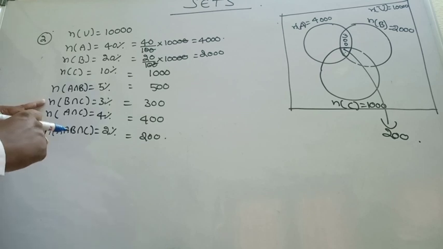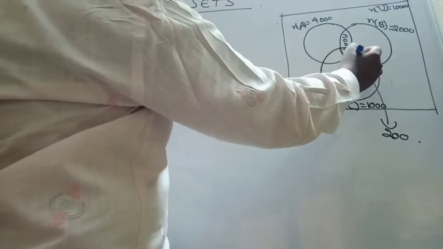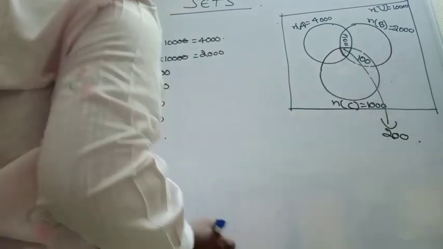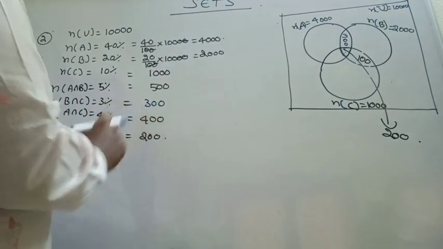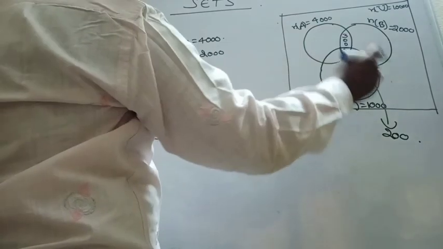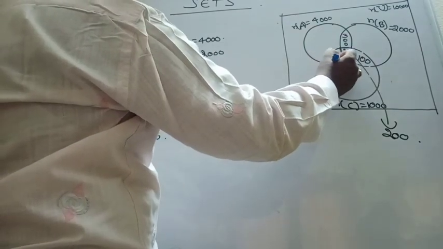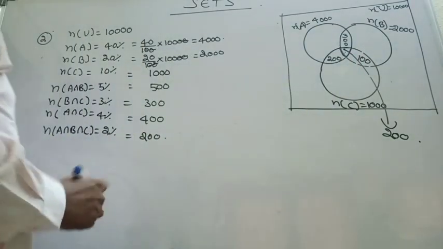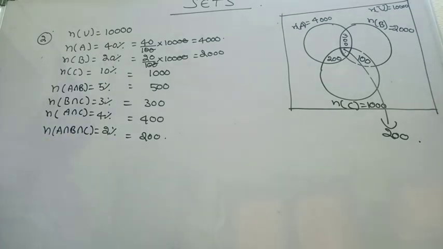And n of B intersection C, already 200 is here, so here you will have 100. N of A intersection C is 400. That means already 200 is there, so here you will have 200, right? Wonderful. Now all these things are very interesting.